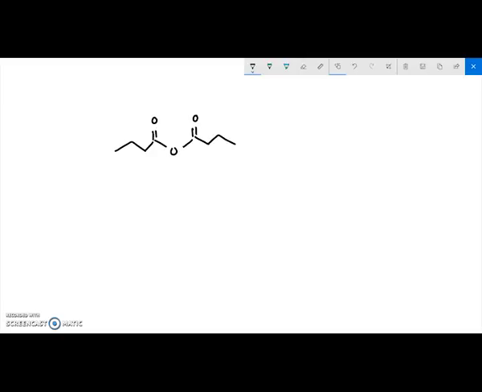So in order to name a symmetrical anhydride, we're going to number them, start from the C double bond O. So in this case, we have 4 carbon. Same goes with the other side, we also have 4 carbon. So technically, if this was a carboxylic acid, it will be called as butanoic acid.